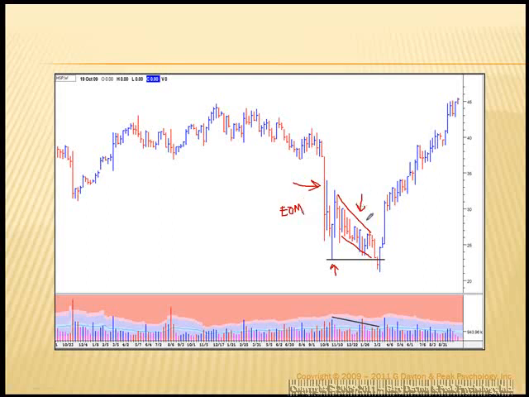Right? So it does break down below for a week and a little bit longer than a week. But look at what happens. It turns right around, fails to go any lower, turns around, closes firm. Well, that's worth a bet right there. That's worth making a trade. And you can see the response that it gets.